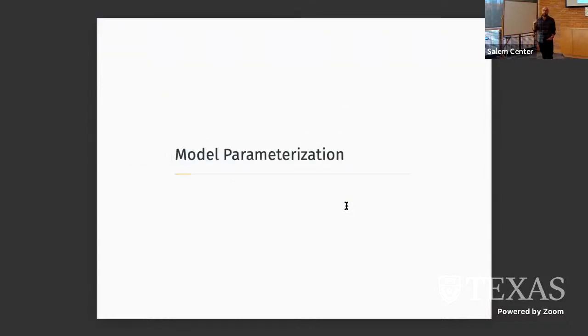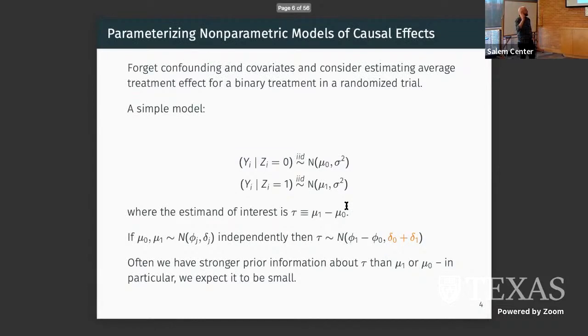Okay, so I want to start by talking about how we're going to parameterize our model. Okay, so we've taken this problem of causal inference, mapped it into a regression setting, we want to write down a regression model. How do we parameterize that model? And actually, the first thing we're going to do is forget about regression entirely. Okay, so I'm going to assume that I have a randomized controlled trial, so I randomize people to treatment or control, and I'm going to assume that I don't have any covariates that I care about. Okay, so the simplest possible setting.